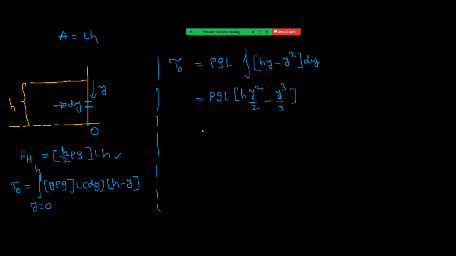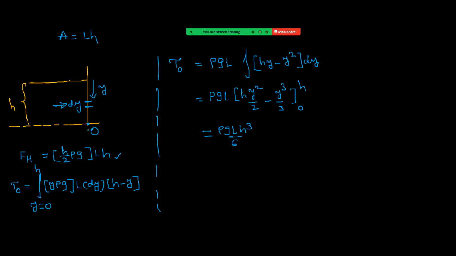Okay. Now take limits 0 to h. H and h square gives h cube, right? And here also h cube. Take outside rho g L h cube, remaining is now 1 by 2 minus 1 by 3. That becomes now 1 by 6. This is now the torque about point O.